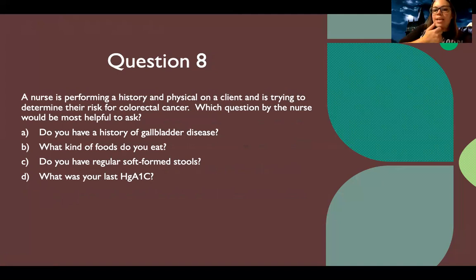All right, last one. A nurse is performing a history and physical on a client and is trying to determine their risk for colorectal cancer. Which question by the nurse would be most helpful to ask?